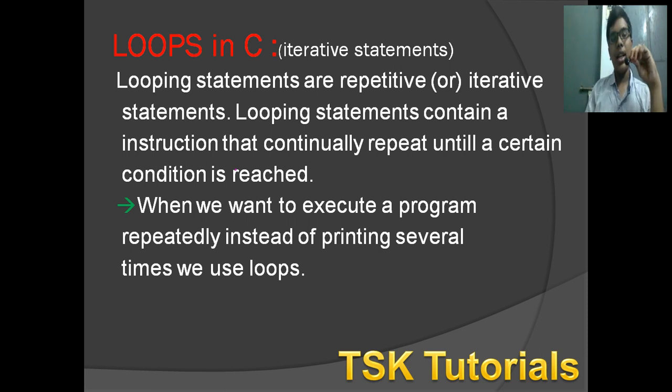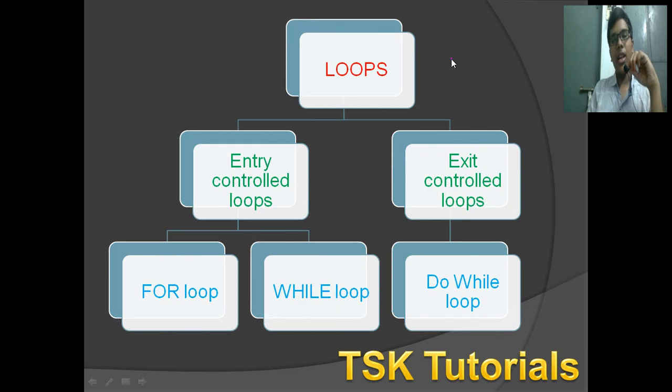Again, we will see what will happen when the condition is reached, when the condition has occurred, and what happens when the condition is false in the syntaxes of the loops. When we want to execute a program repeatedly, instead of printing several times, we use loops. I have told about this before. Without copying and pasting a statement a number of times, we can simply use loops. By using loops, we can complete our work in a fraction of a second.